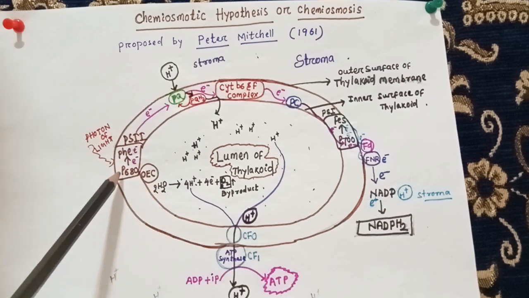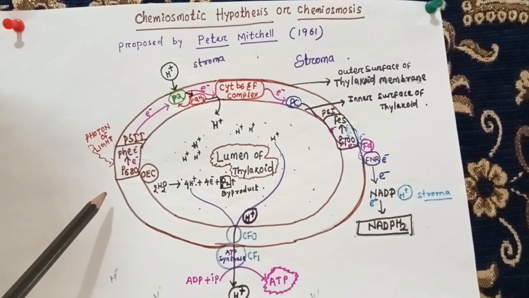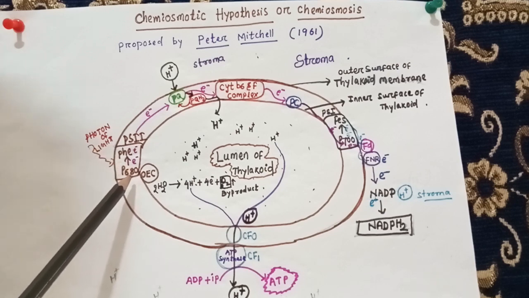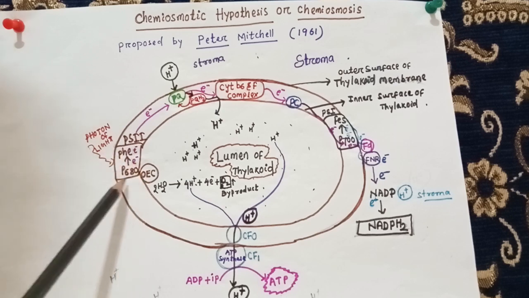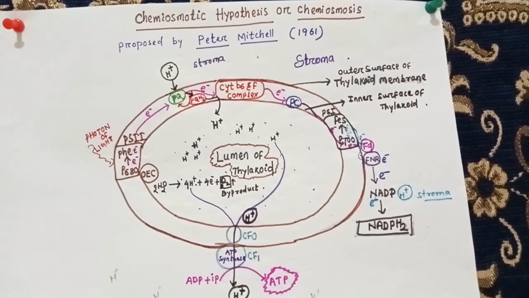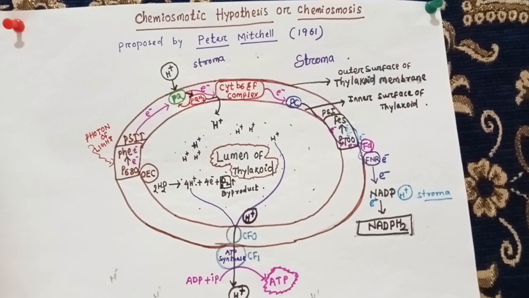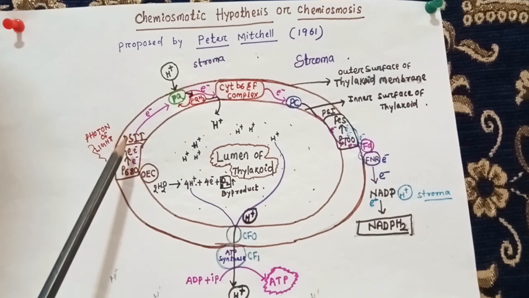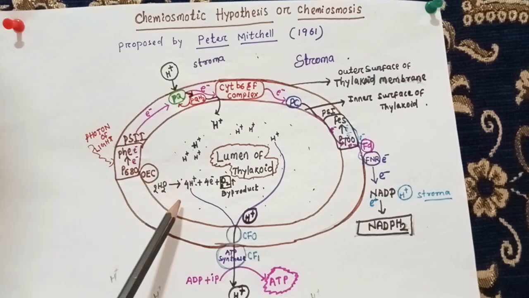Okay, what about the reaction center of photosystem 2? Now let us discuss the reaction center of photosystem 2. It also has a deficiency of electrons, and to fill the deficiency of the reaction center of photosystem 2, a process takes place inside the lumen of the thylakoid, that is the photolysis of water.